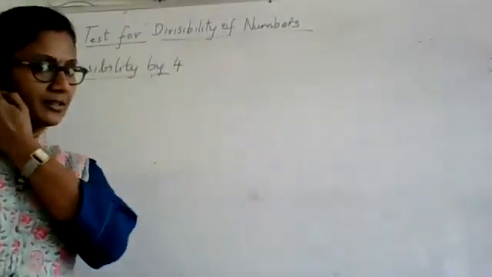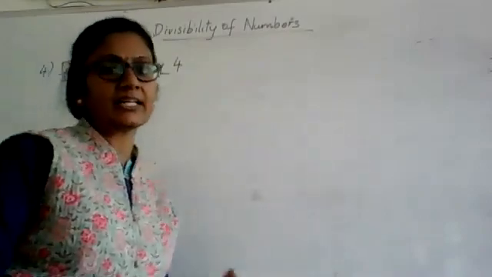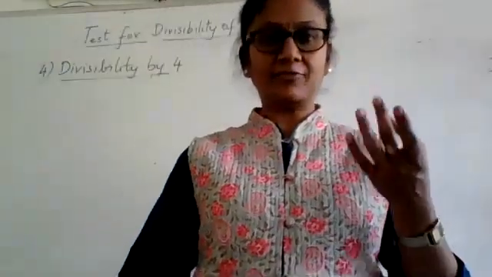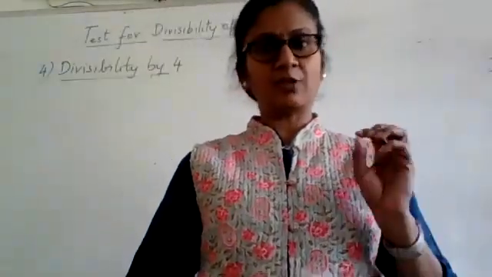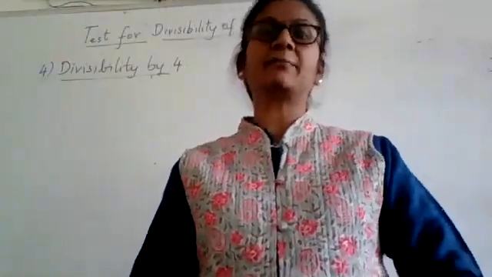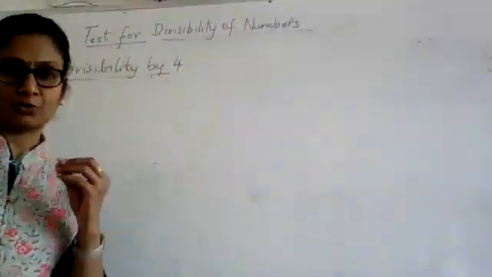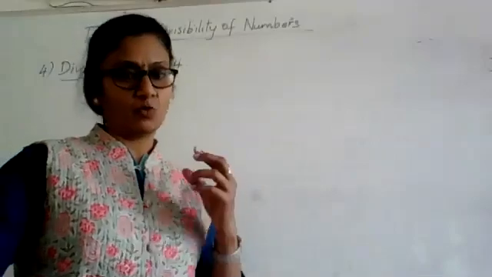The next test of divisibility that we are going to see is the divisibility by 4. Unlike the 2, 10 and 5, which were very easy because we only had to look at the ones place, when it comes to divisibility by 4, we have a little more effort to put in to find out whether a number is divisible by 4 or not.